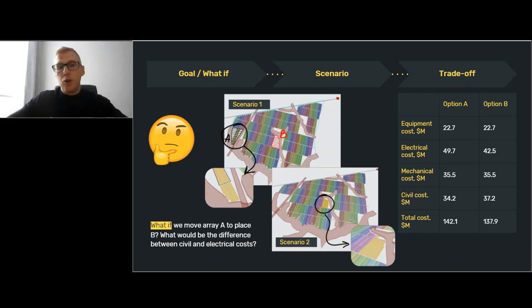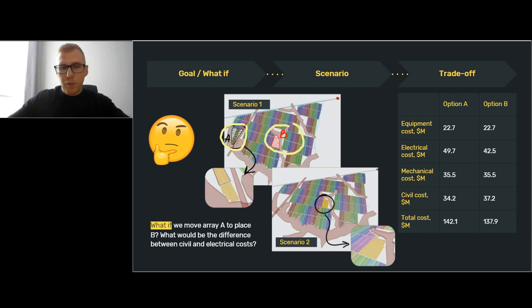But let's say we have a layout, and we achieved our targets. So we're fine with the capacity and we're fine with the energy. And we have a very dummy question from someone. It can be a pre-con manager or whoever, right? What if we will move array A, which is this one, to place B, somewhere here.